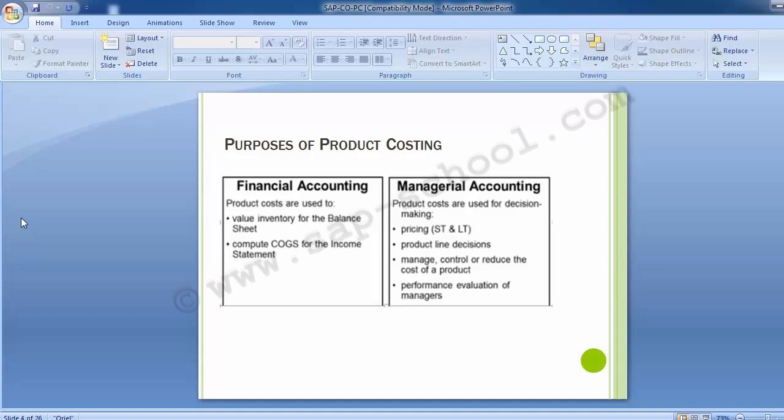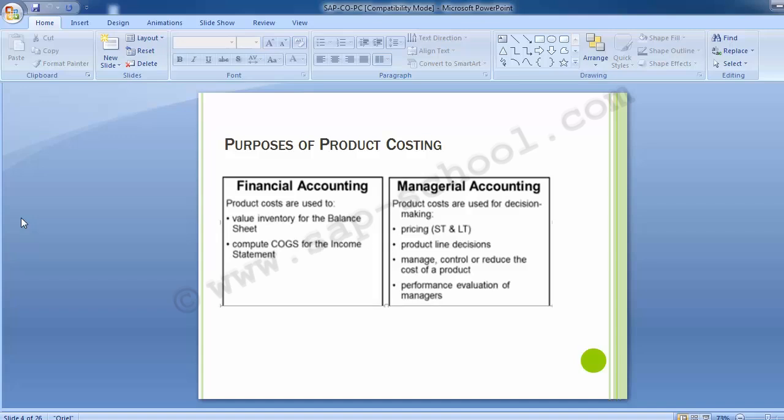It also includes managing, controlling or reducing the cost of a product by various steps being taken for the reduction. Then the performance evaluation of managers. It also helps in deciding the performance of the managers, how efficient they are while using these reports, how they can cut down the cost, how they can decide the cost of the product and the sale price, and what is the profitability of the product to the organization.